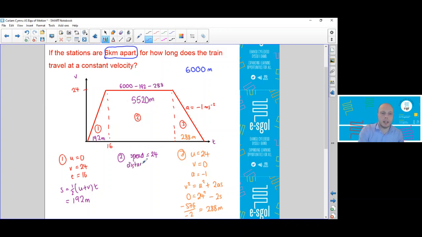So now we do know two things. We know the distance, and we know the speed. We want to work out the time that the train is traveling at the constant velocity. So that's distance divided by speed. That's 5520 divided by 24, which is 230 seconds. So the width of this rectangle must be 230 seconds for it to have the correct area.